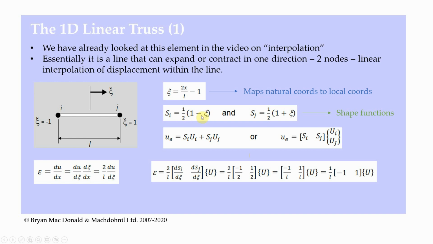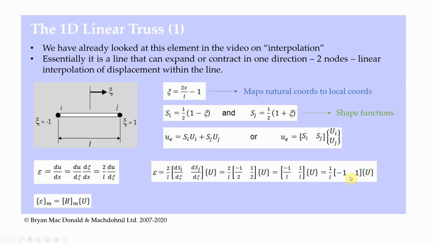Dsi d eta gives me minus a half. Dsj d eta gives me a half. So I can multiply that in there, and I end up down here getting strain is equal to 1 over the length of the element, minus 1, 1, times u. So minus 1 and 1 is just this one row matrix with 2 elements in it.